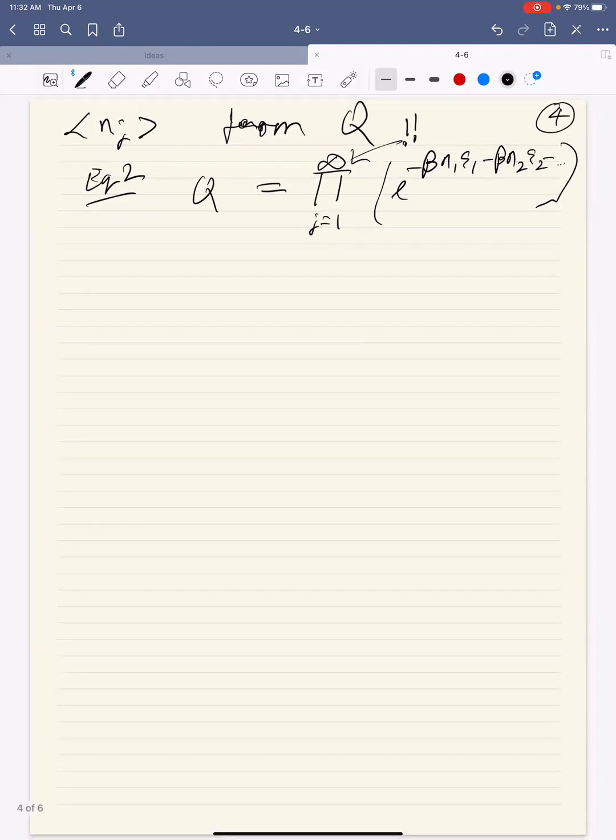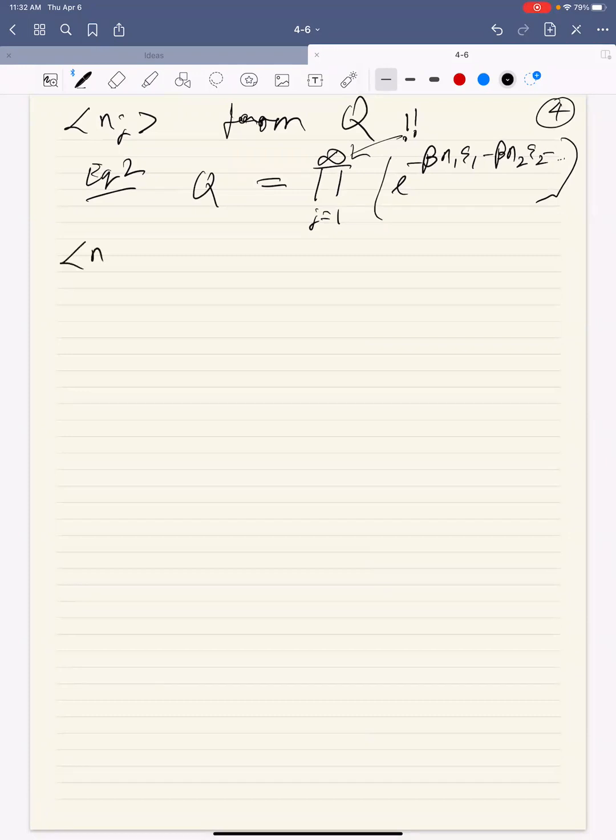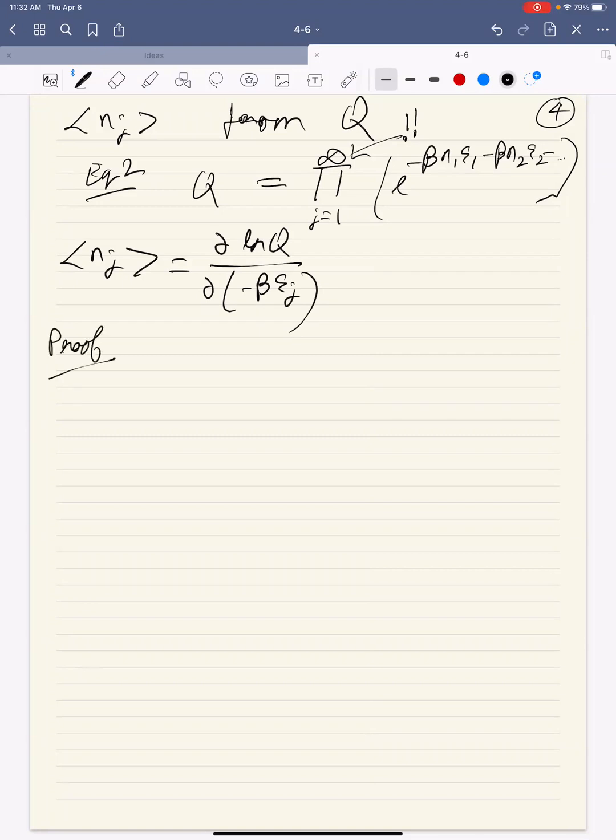So it turns out that in this case, average Nj is the partial derivative of log of Q with respect to minus beta epsilon j. Let's prove this, okay? So what is log of Q? Log of Q is the log of this product.